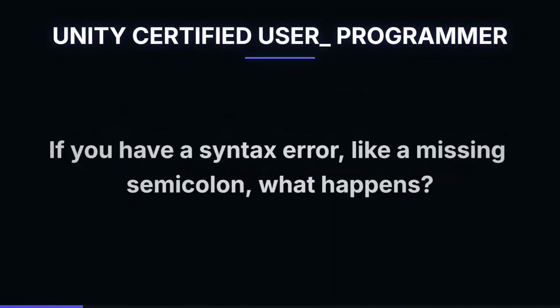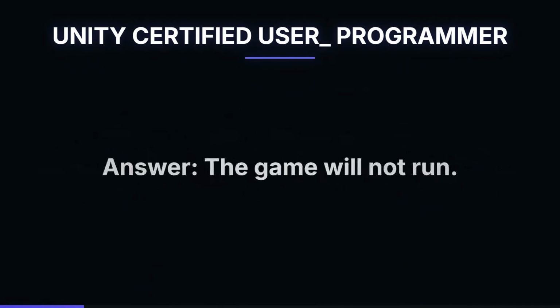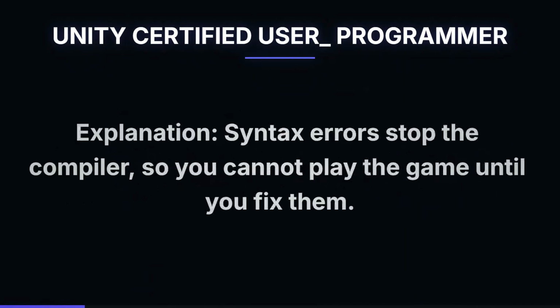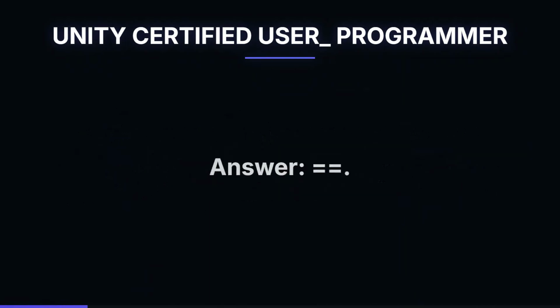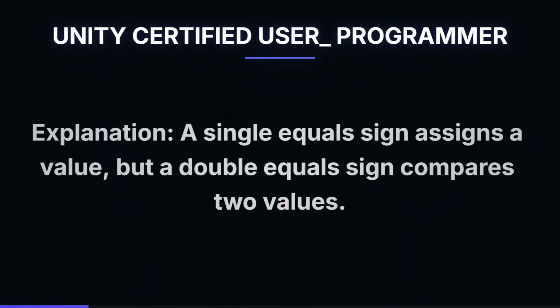10. If you have a syntax error, like a missing semicolon, what happens? Answer: the game will not run. Explanation: syntax errors stop the compiler, so you cannot play the game until you fix them. 11. What operator do you use to check if two values are equal? Answer: equals equals. Explanation: a single equals sign assigns a value, but a double equals sign compares two values.